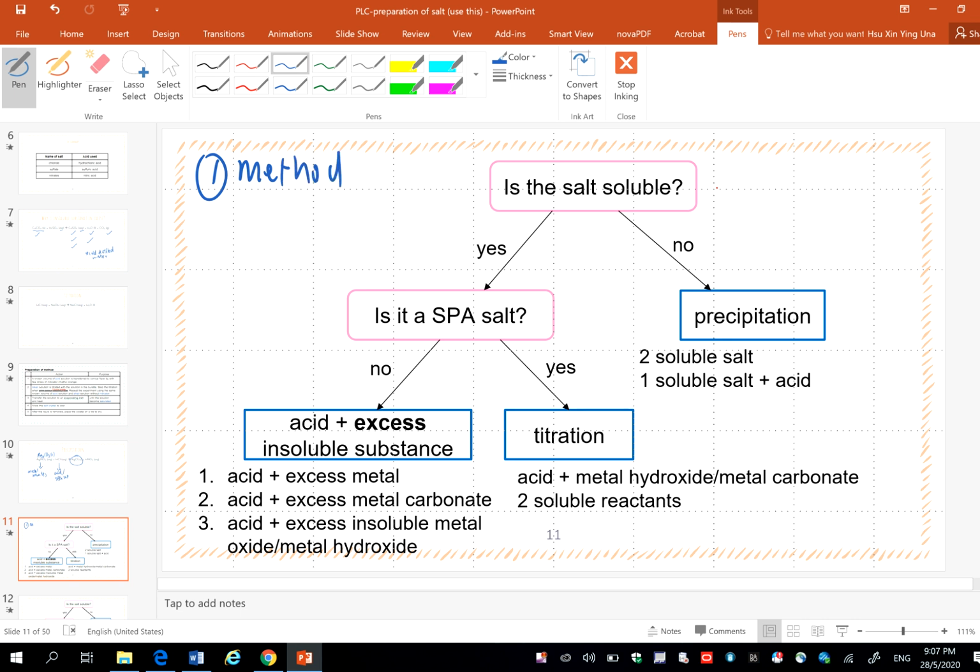So in conclusion, always remember step 1, you must always decide the method first. Then you can suggest your reactants. So in summary, for acid reaction, you need to use acid plus excess metal or metal carbonate, or insoluble metal oxide or metal hydroxide. Pay attention to 3 special metals which cannot react with acid directly: Au, gold, Ag, silver, and copper. For titration, it is for soluble salts, and it's only for soluble salts.